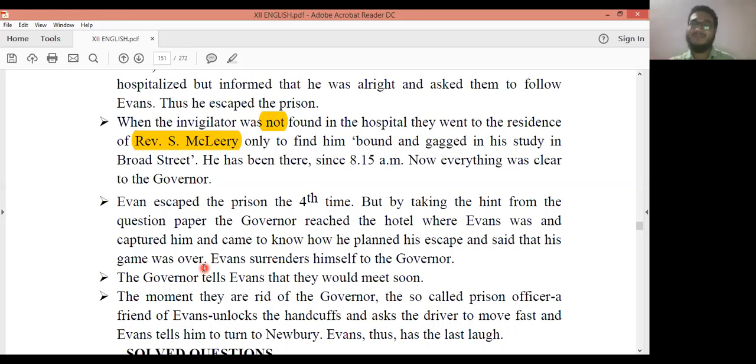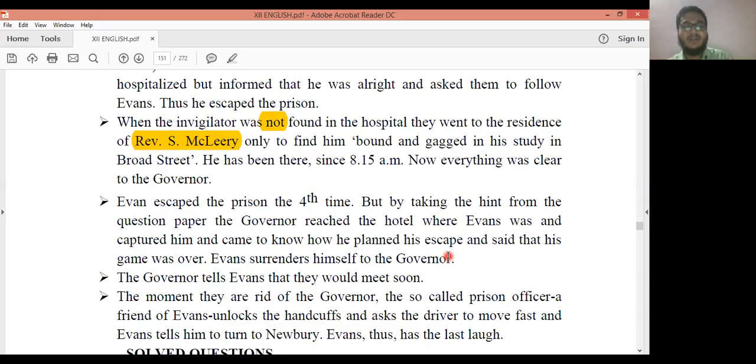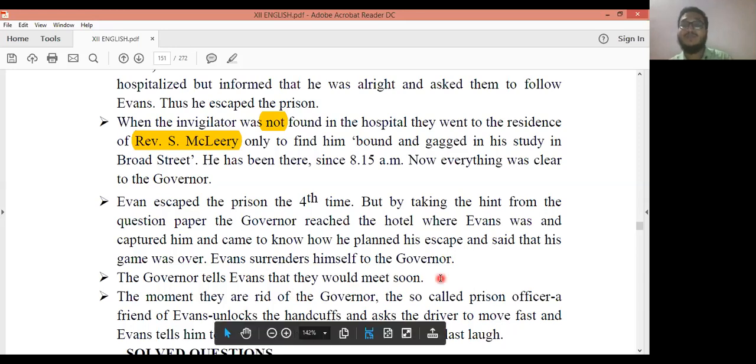But something more was there that was confusing others: where is he going? He is going to Newbury. That was confusing, but finally the governor understood. So Ivan surrendered himself to the governor. He is handcuffed. There is no way to escape again, so he surrendered. The governor told Ivan that they would meet soon.